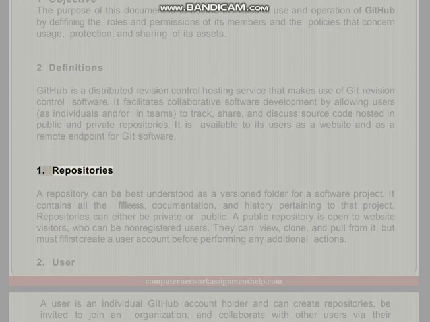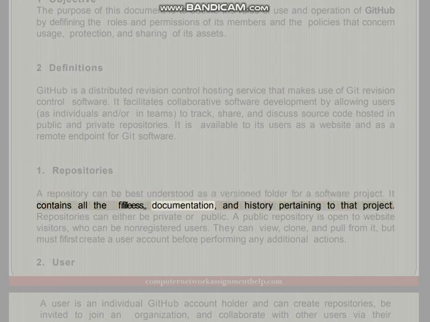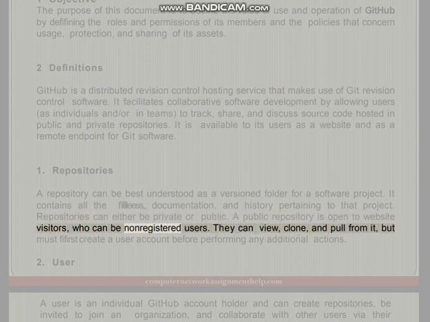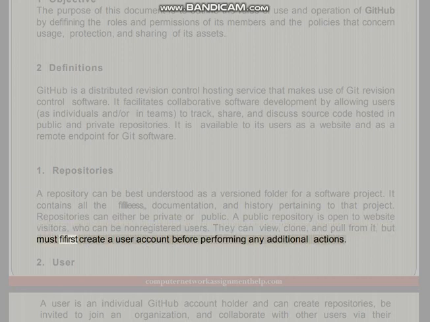1. Repositories. A repository can be best understood as a versioned folder for a software project. It contains all the files, documentation, and history pertaining to that project. Repositories can either be private or public. A public repository is open to website visitors, who can be non-registered users. They can view, clone, and pull from it, but must first create a user account before performing any additional actions.